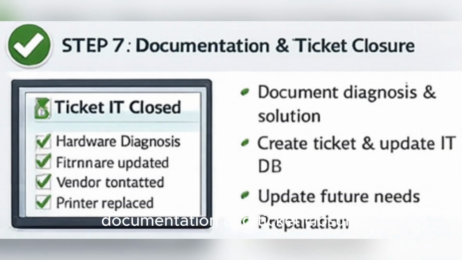Finally, documentation and ticket closure. Document what was tested, what failed, and the final decision to repair or replace. Proper documentation prevents repeated tickets and supports best practices.